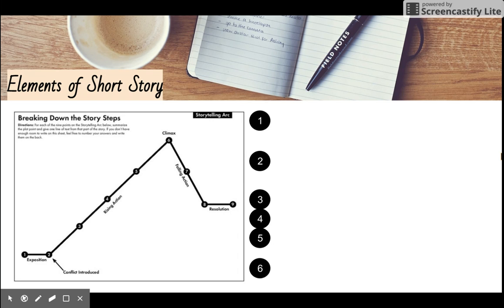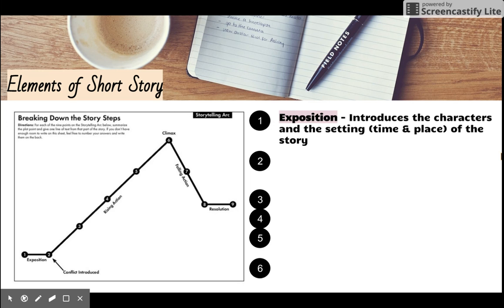Breaking down the story steps. So we have all these steps, but what do they mean? So the first step, you'll see if you look to the left, these are the handouts that we're going to be using in class. So number 1 is the exposition.